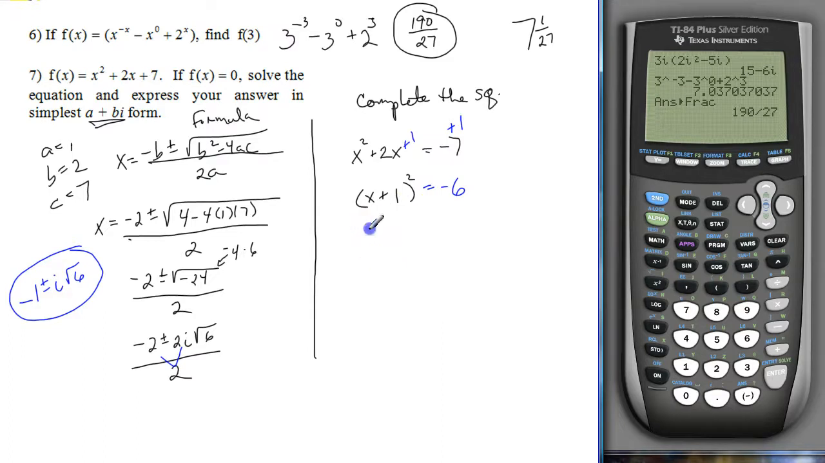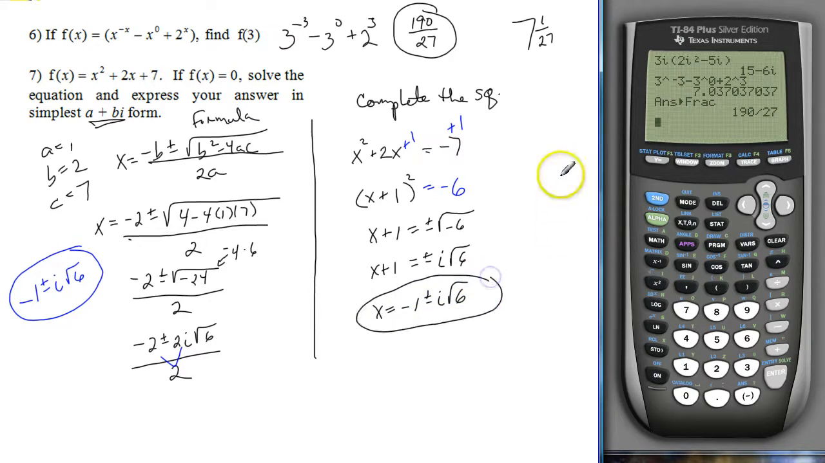To get rid of the square, we square root. So it's x plus 1 equals plus or minus the square root of -6. The square root of -6 is i rad 6. So x equals -1 plus minus i rad 6. The exact same answer that we got before.